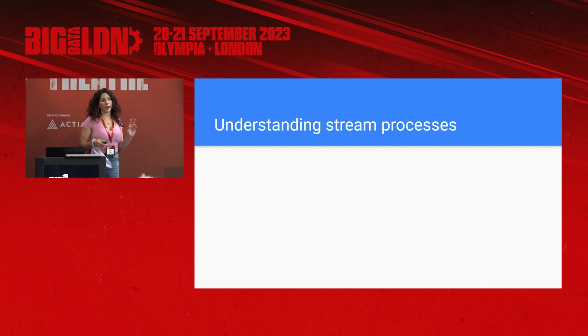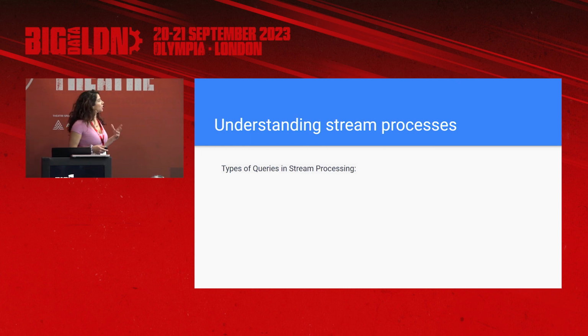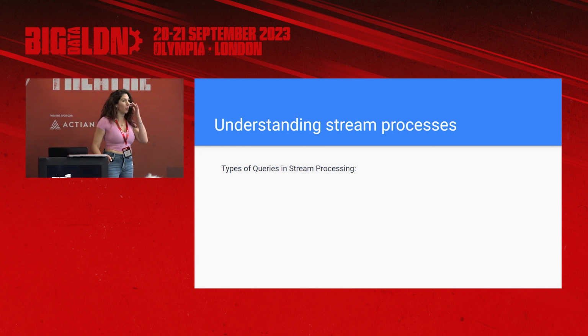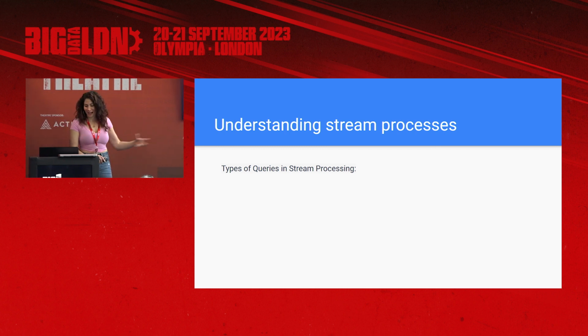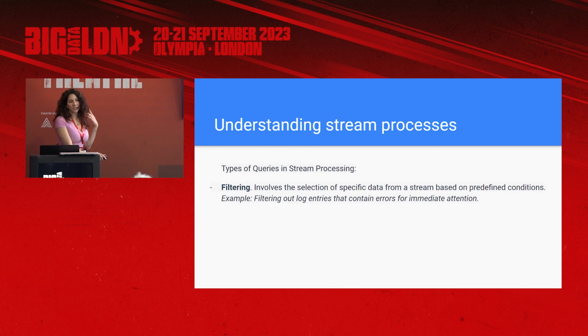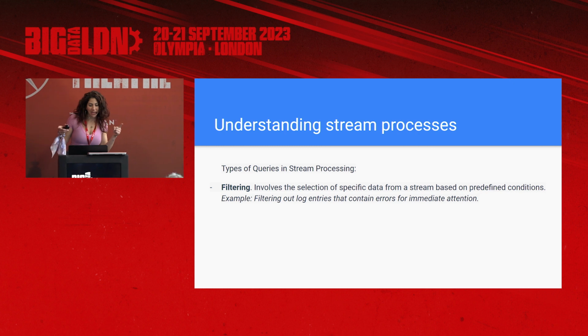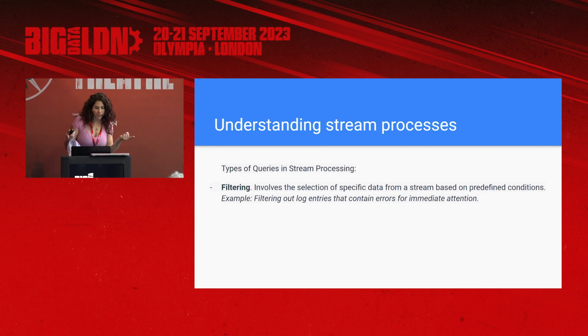Now we're going to talk about the types of queries in stream processing. I think this is important in terms of what type of processing you can do inside of your streams. One is filtering. This involves the selection of specific data from a stream based on predefined conditions from you. One of the examples is filtering out.